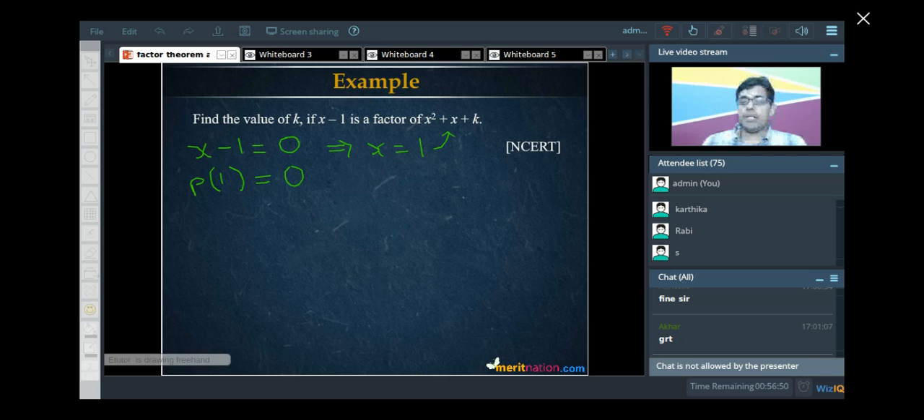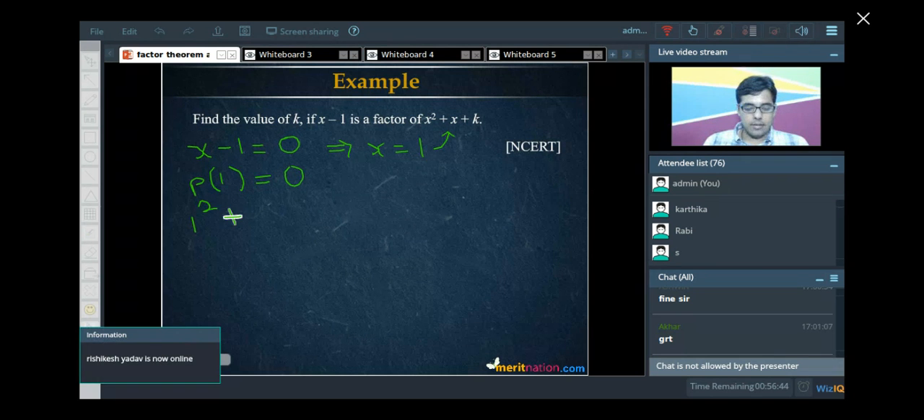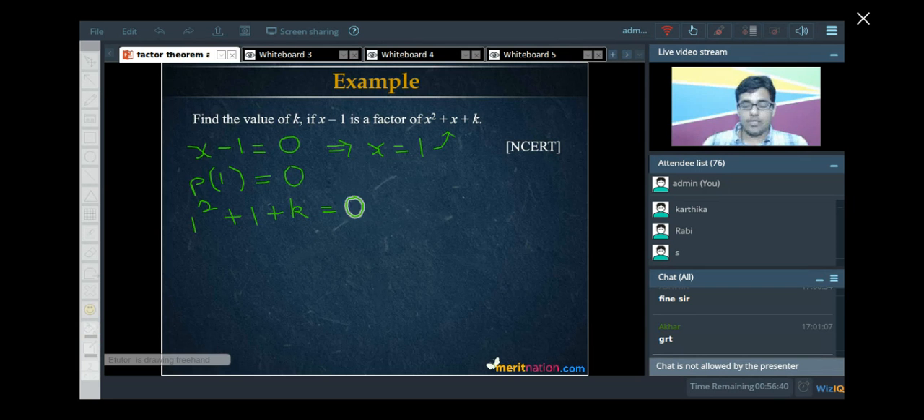And the polynomial is x square plus x plus k, it would become 1 square plus 1 plus k. It is coming as 0. Now 1 square plus 1 becomes 2. 2 plus k equals 0. And then k becomes equal to minus 2 here.